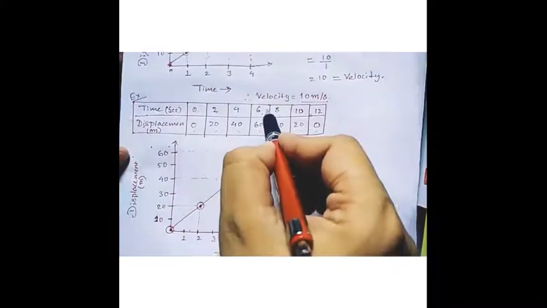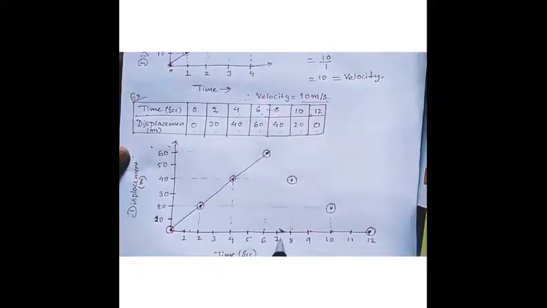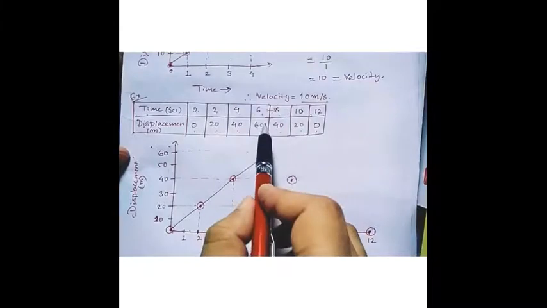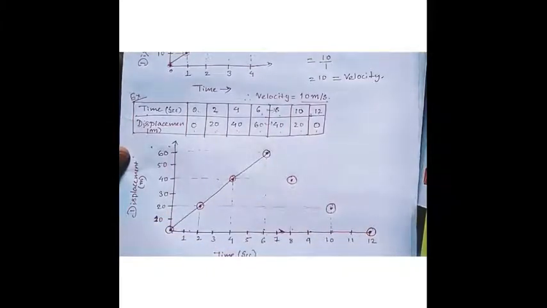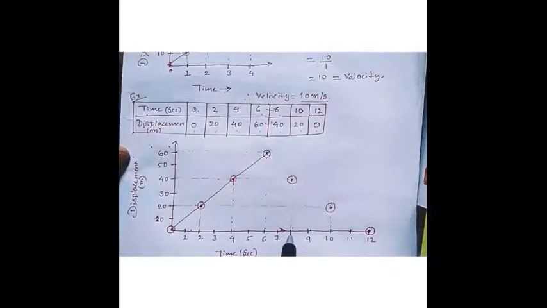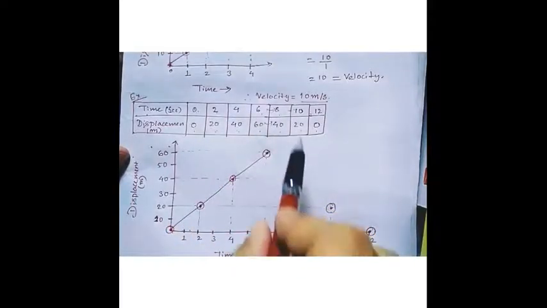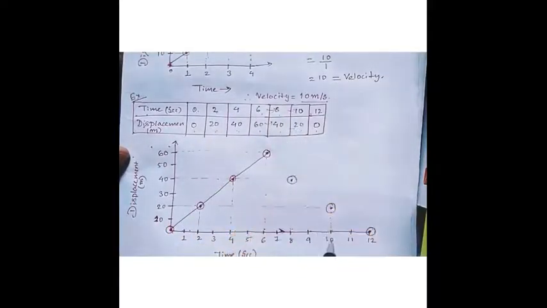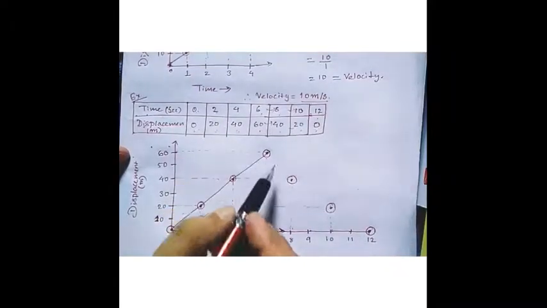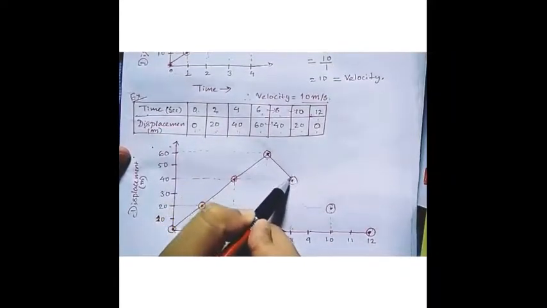And now from 6 to 8 seconds, look at one thing, here the displacement is decreasing. So from 60 it comes down to 40. So this is the 8, 40 point. When the time is 10 seconds, displacement is 20. So here it is 10 seconds and displacement is 20. This is the 10, 20 point, and when the time is 12 seconds, displacement is 0. So this is 0, and now I will join all these points.